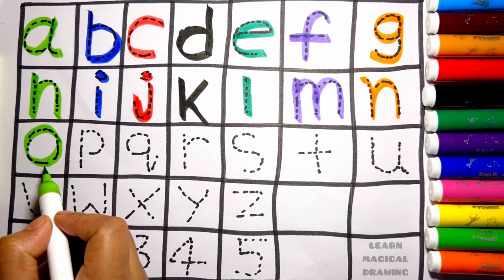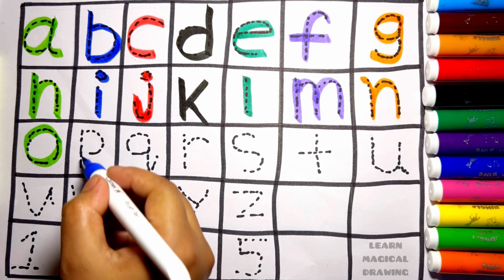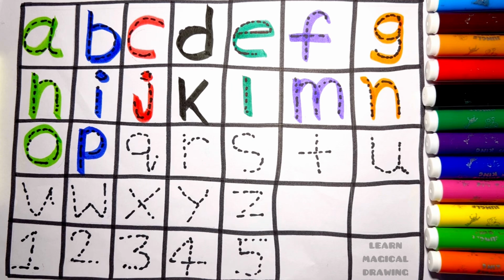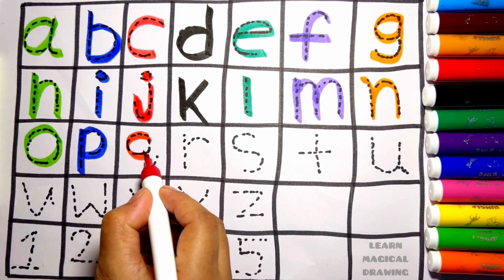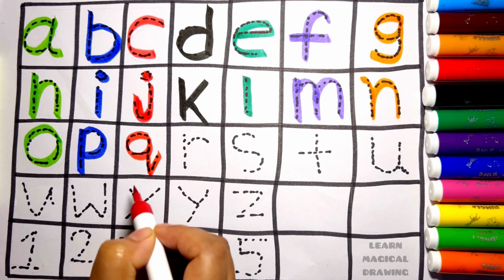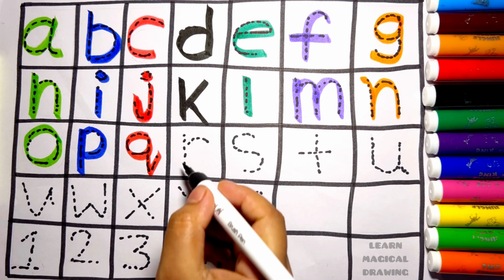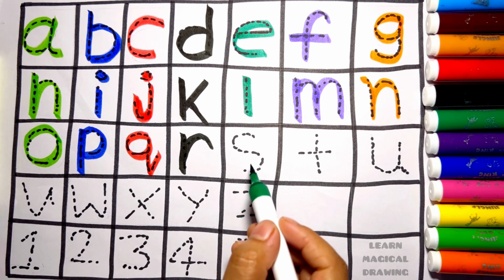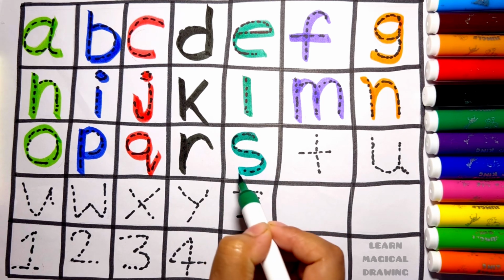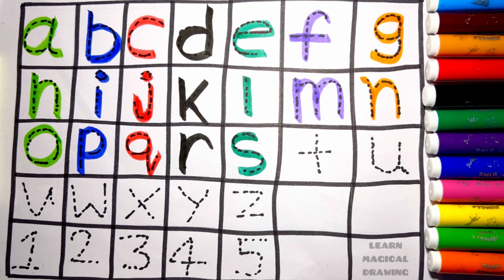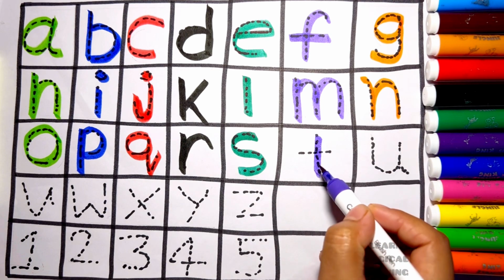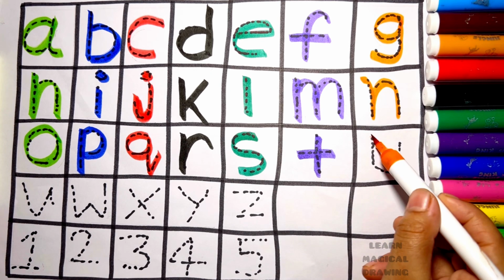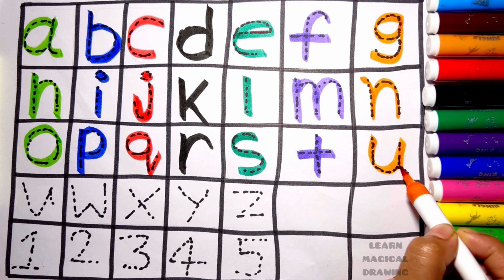O for owl. P for pumpkin. Q for queen. R for rat. S for sunflower. T for table. U for umbrella.